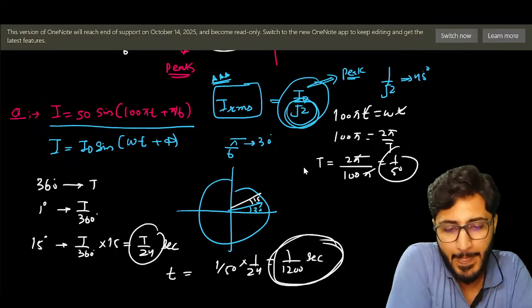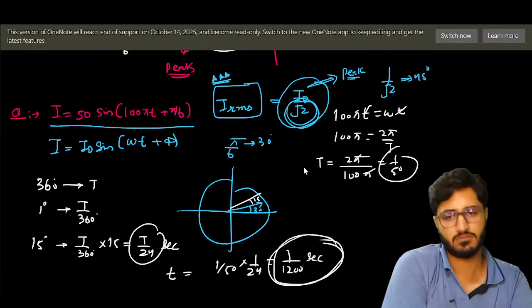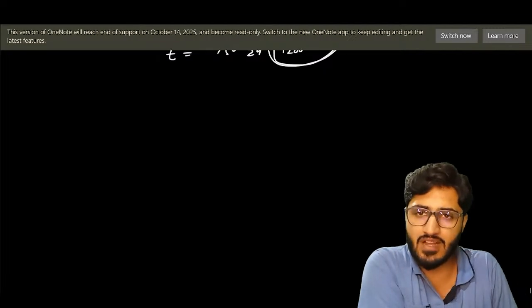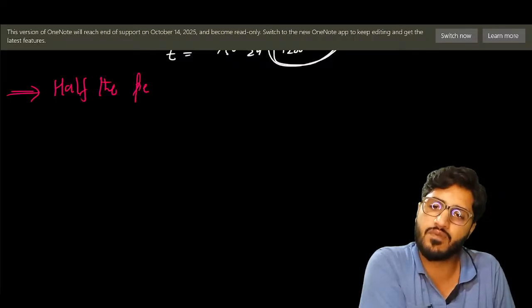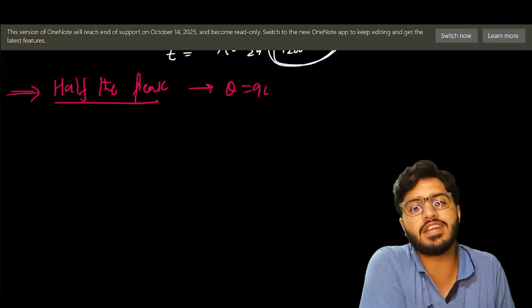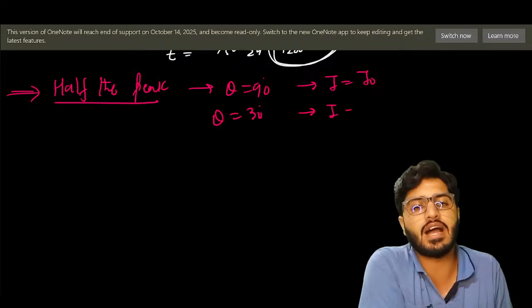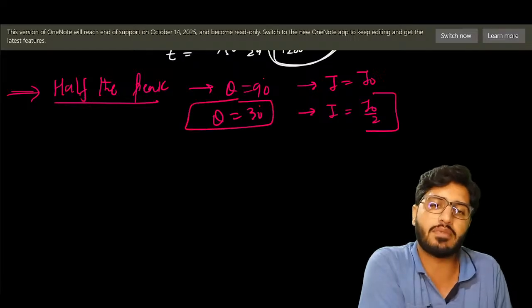Good. Okay, one more different numerical now. If somebody asks you to find half the peak, what is half the peak? At 90 degree, we get the peak value. But at 30 degree, I comes out to be I naught by 2. I want this thing now. It is half the peak, no?